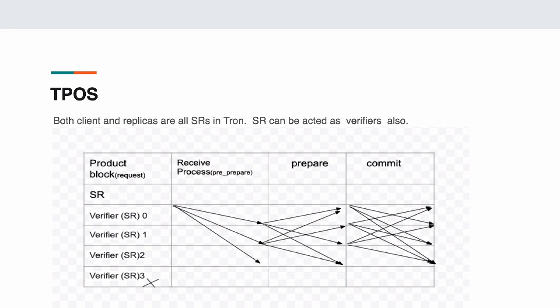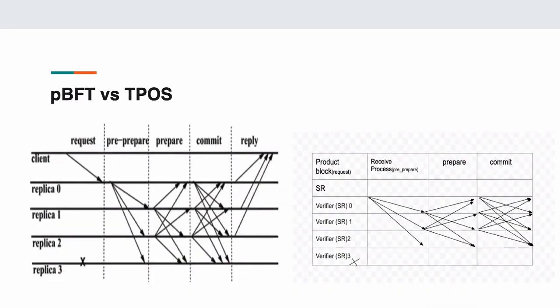So basically on TRON DPoS, the client and the replica are all SRs in TRON. You can take a look at these pictures. There is no client in TRON DPoS, and the replica is the same as the SR in this picture. So we do not need a request, and we also do not need a reply. We just need three stages, and we can reach consensus. So how does it work in TRON?